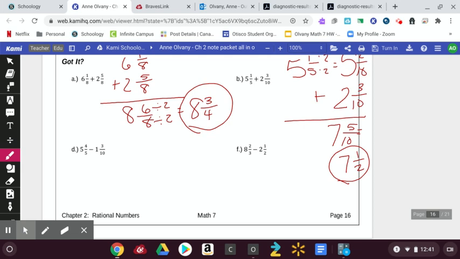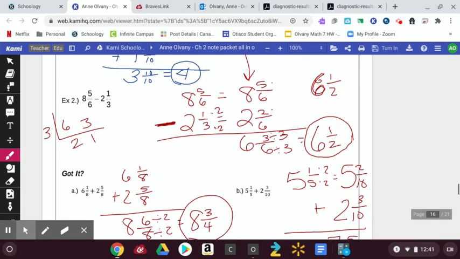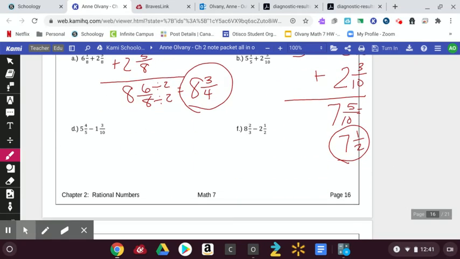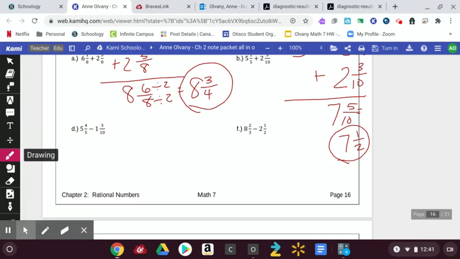Right, now we're on to those other two you tried. I guess this doesn't have an example. It's just under the got it section. On letter D is a subtraction problem. I can see that 5 can easily be made into tenths.